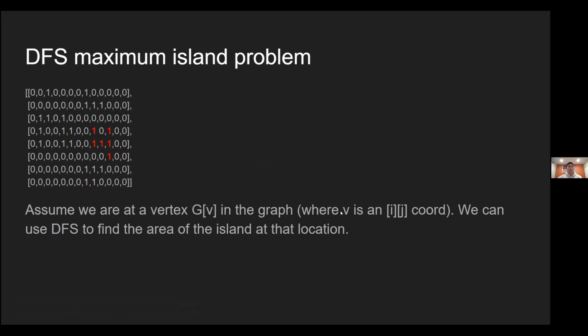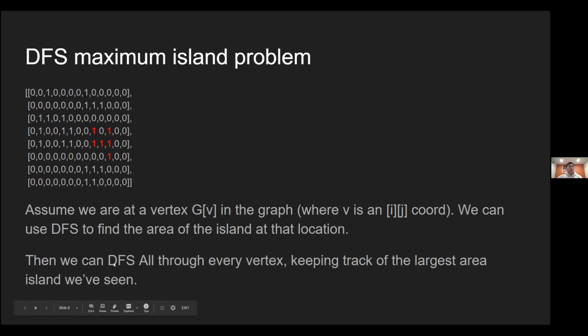So this is based on what your colleague suggested. Assume that we're at a vertex V in the graph, where V is an ij coordinate. That's how we're going to represent these nodes, with ij coordinates. We can use DFS to find the area of the island that stems from that location. For example, if i is this row and j is this column, then this would be our current node, and we can use DFS to find all of the nodes that are connected.